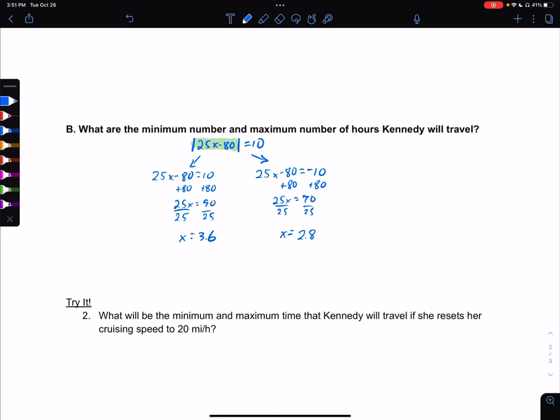So what we can say is that Kennedy will travel at least 2.8 hours, right? That's our minimum. And at most 3.6 hours.